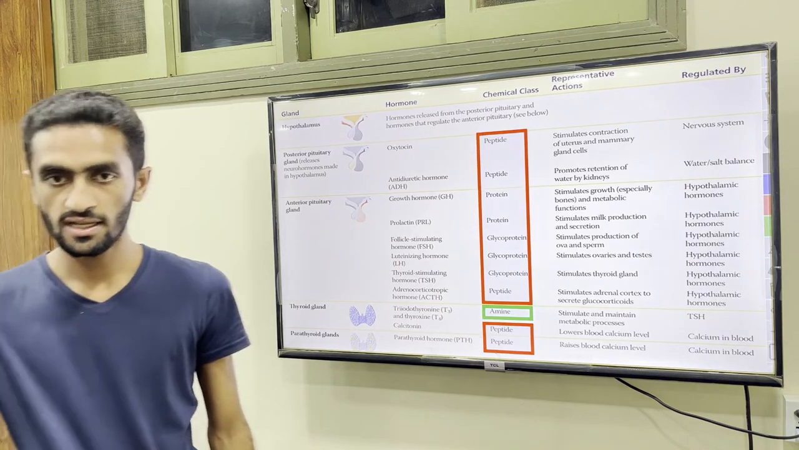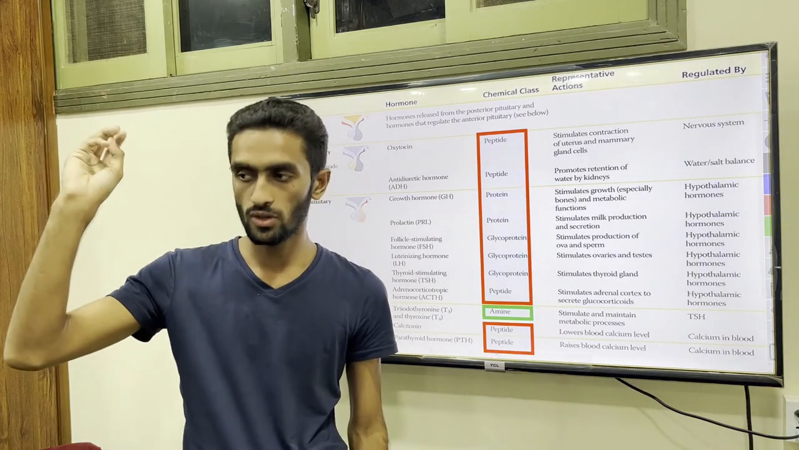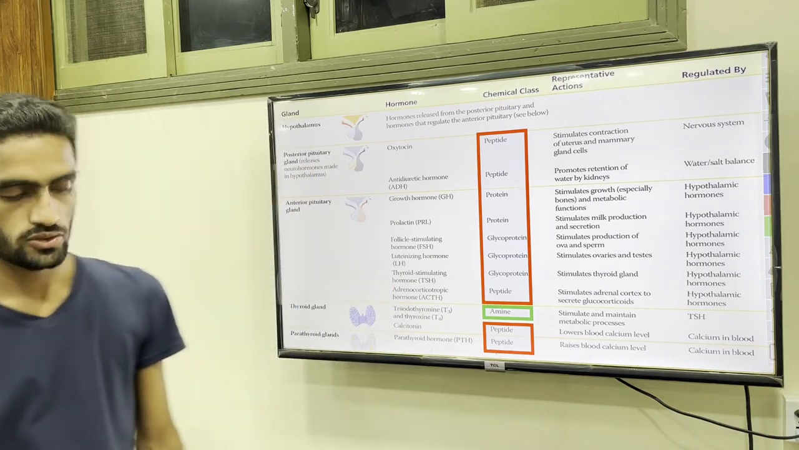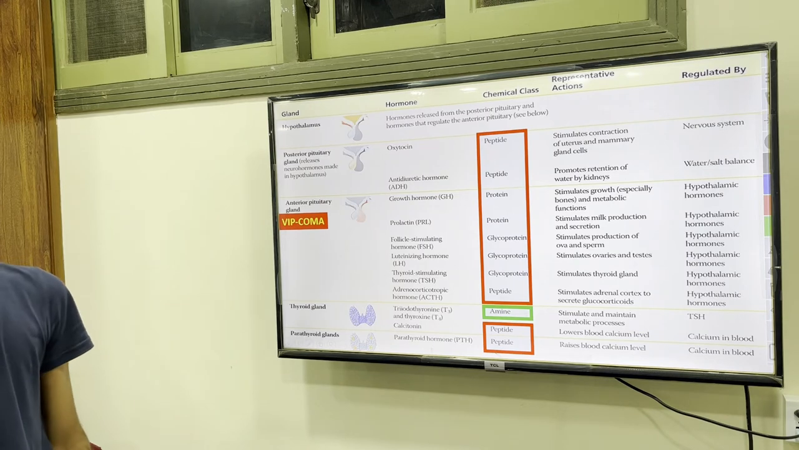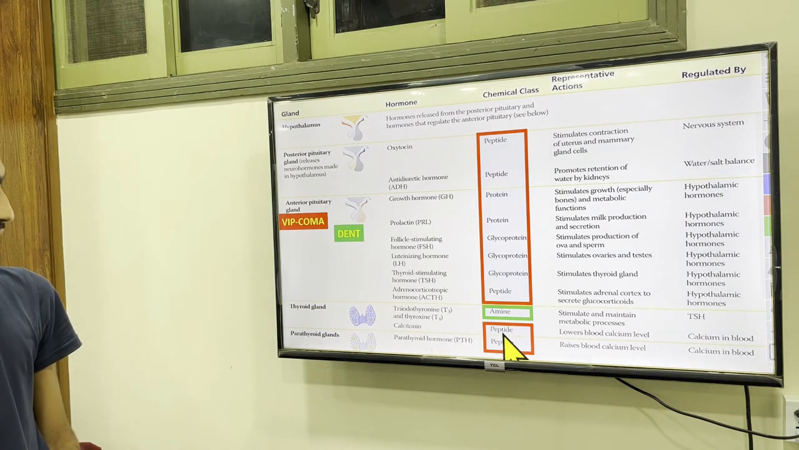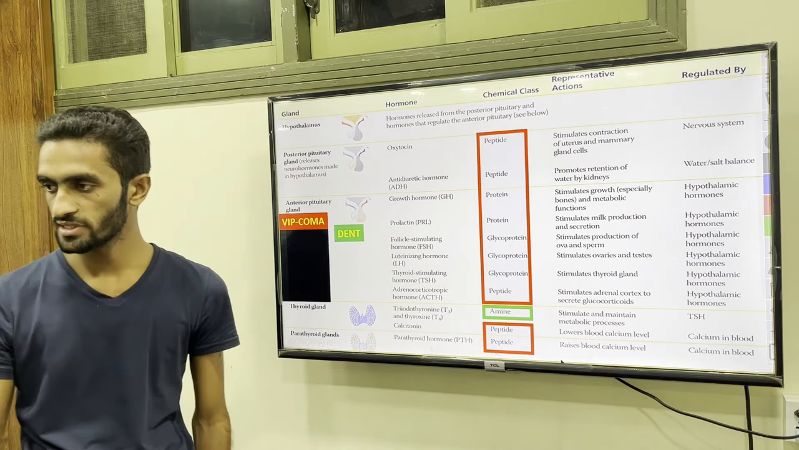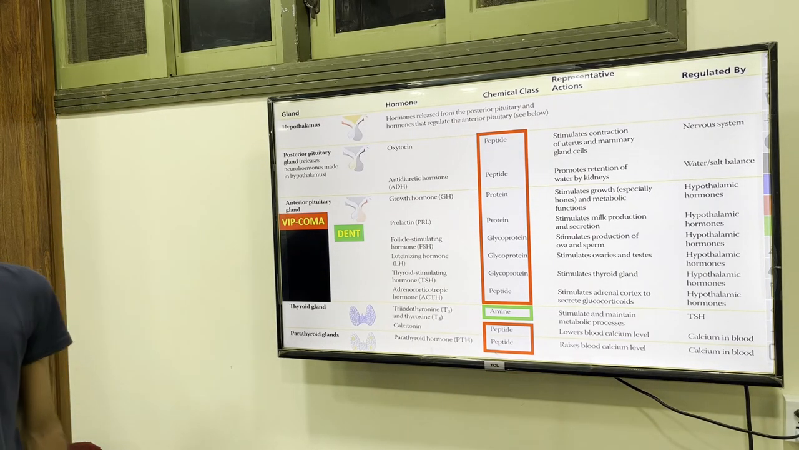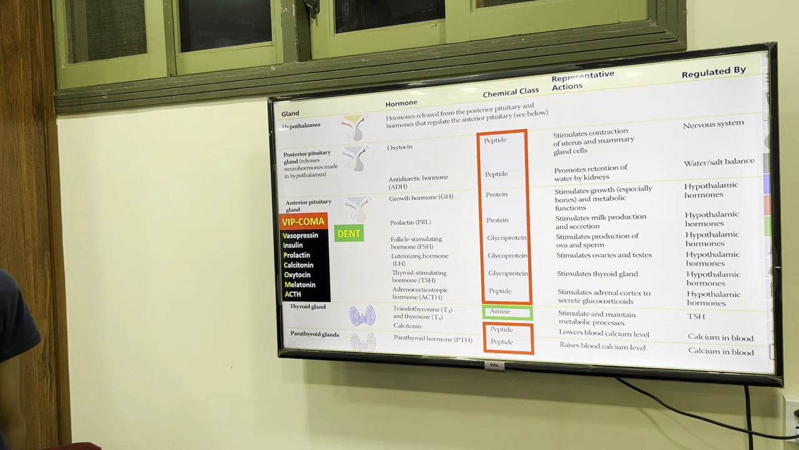And these are amine in nature: thyroxine, and the hormones secreted by the medulla, norepinephrine, epinephrine, and dopamine. Here is a mnemonic to memorize the peptide and amine hormones. VAP COMA represents the peptide hormones: vasopressin, or ADH, insulin, prolactin, calcitonin, oxytocin, melatonin, and ACTH.